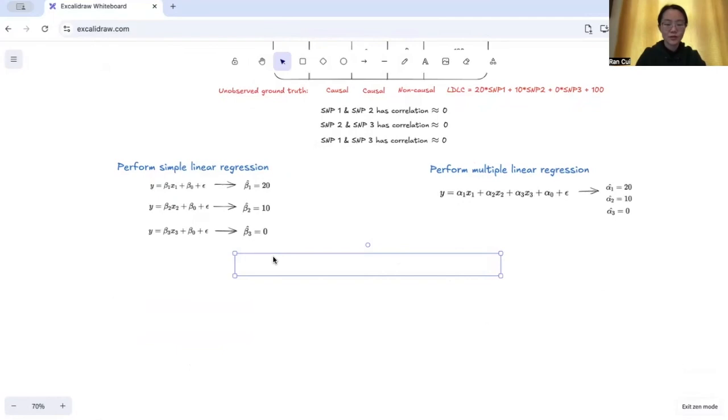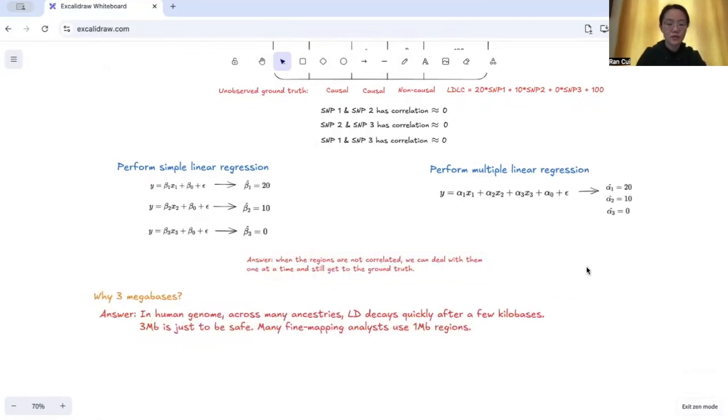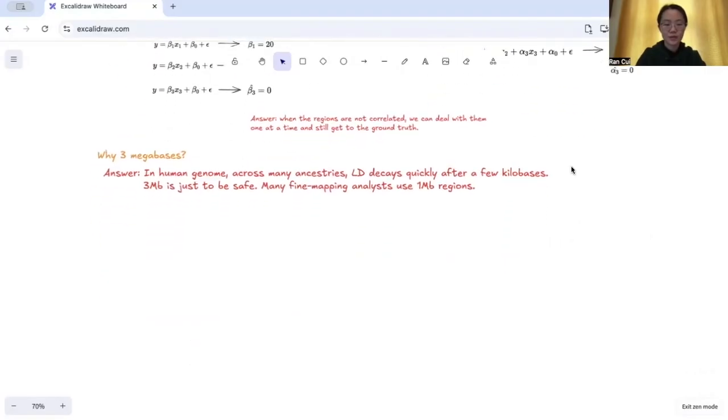But why 3 megabase pair regions? And the answer is, in the human genome across many ancestries, LD decays pretty quickly after a few kilobases. 3 megabase pair is just to be safe, and many fine mapping analysts use 1 megabase regions.